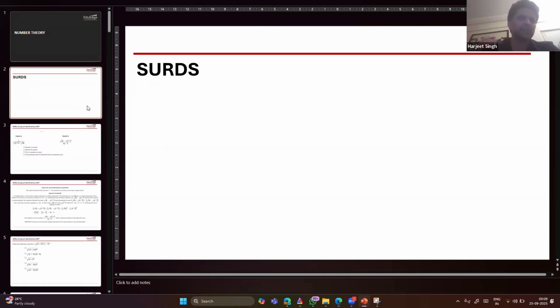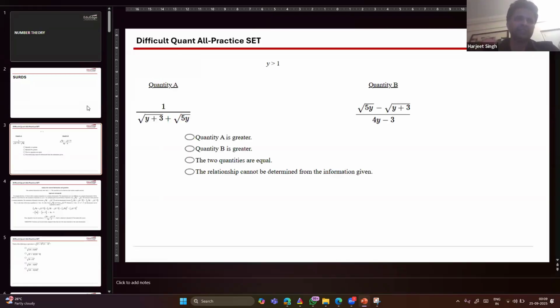Level problems. So the first part of number theory, surds. Surds are these root type problems. Have we done these in the past? I think I've touched upon them, right? These radicals.